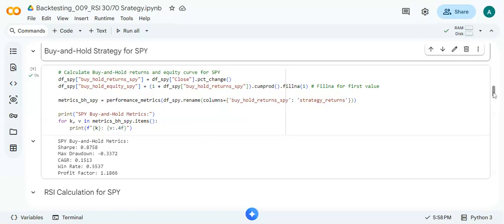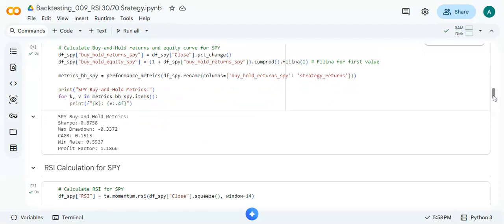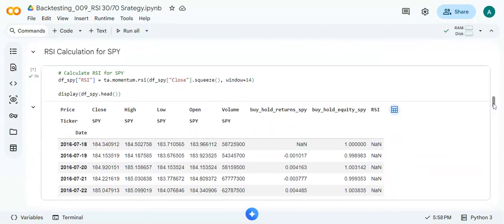Okay, so let's go to the RSI calculation for the S&P 500. Here we are using a window of 14 days. Here we also have the close, high, low, open, volume, buy and hold returns relative to the S&P 500, and buy and hold equity for the S&P. Not many details, this is just the first 5 rows we're asking to show.